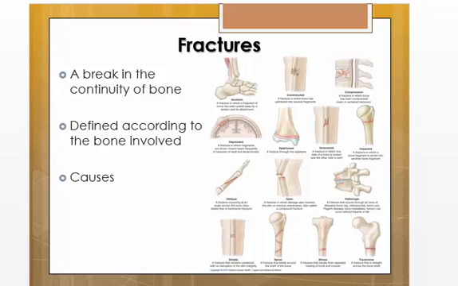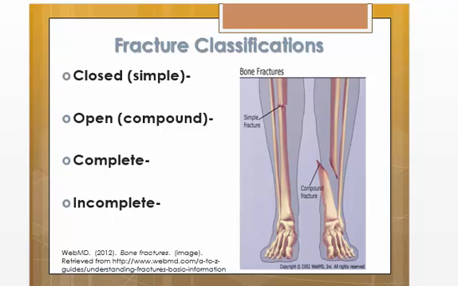We need to remember that adjacent structures are also affected with fractures. So there can be soft tissue edema, hemorrhage into muscles and joints, potential joint dislocation, ruptured tendons, severed nerves, and damaged blood vessels. Moving on to the next slide.